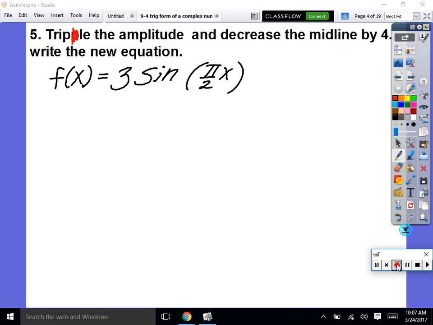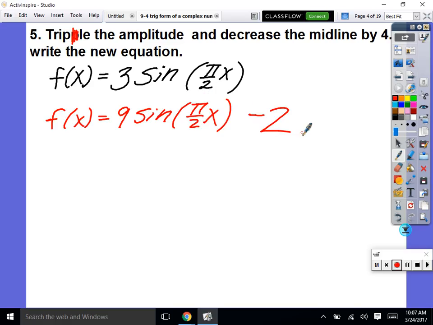Okay. All right. Triple the amplitude and decrease the midline by 4. So you wrote 9 sine. Does that affect B? Good. Awesome. What if it said with a phase shift of 2? Wouldn't that be right 2? A phase shift is a shift left and right. Oh, by 4.